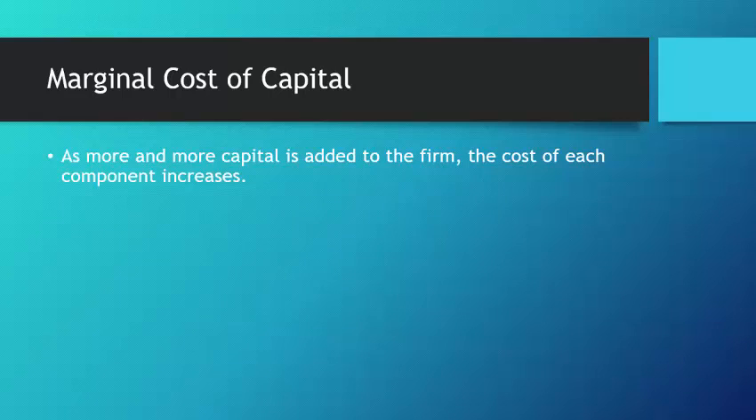As more and more capital is added to the firm, the cost of each component typically increases. The reason for that is because the markets don't know what the risk is of the new parts of the company, the pieces that you're just adding, the pieces that you're borrowing or raising extra capital to invest in. And because of that, it adds a little bit of risk, and therefore you need a little bit more in the way of return.